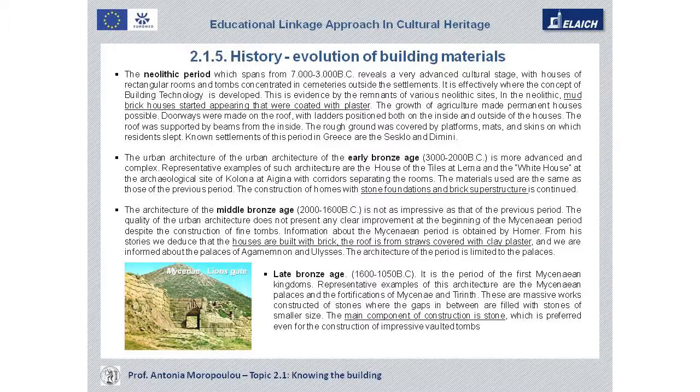In the Middle Bronze Age, we have some architectural improvements, especially at the beginning of the Mycenaean period, when a part of houses are now built with bricks, with roofs of straw covered with clay plaster, and we have improvements in the palaces of Agamemnon and Ulysses in the Homeric poems.